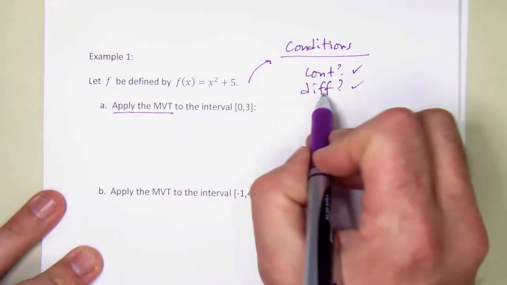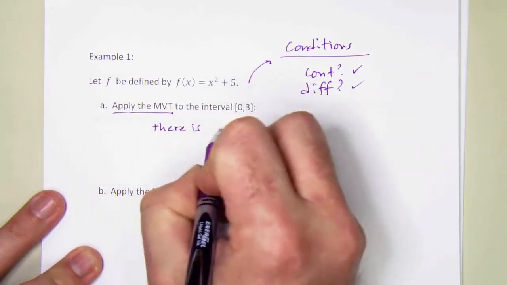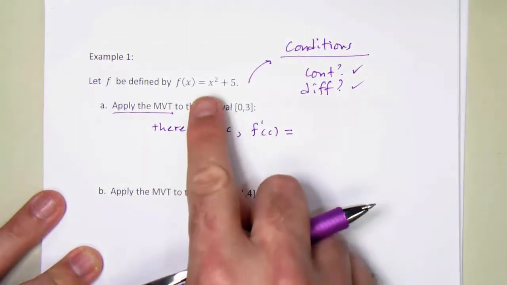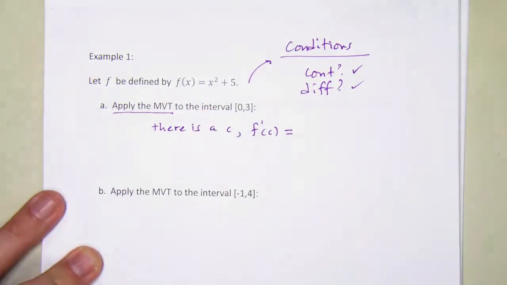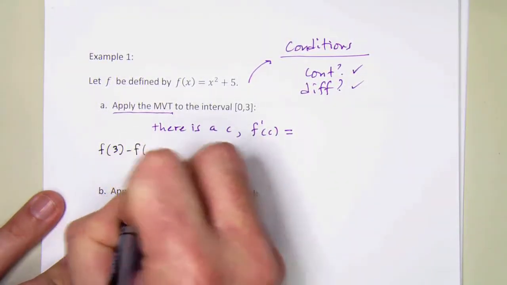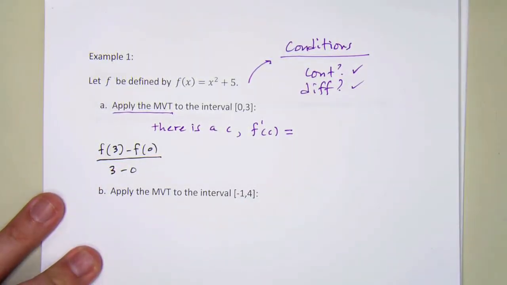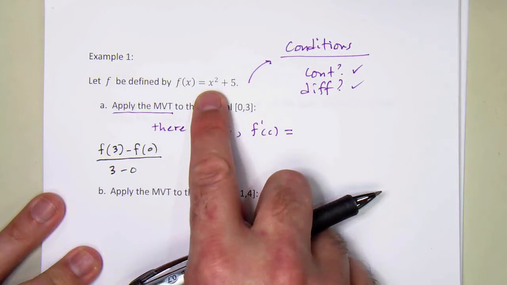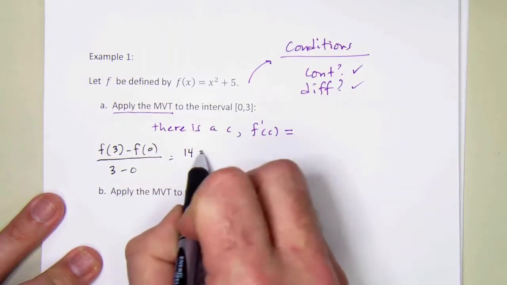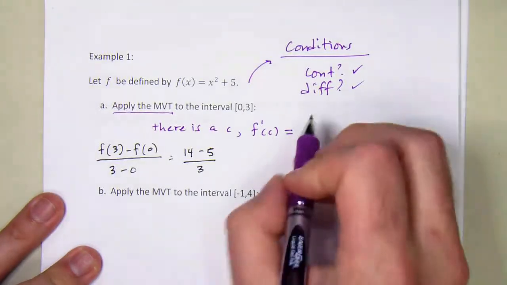And in this case, since it's continuous and differentiable, we know there is a C where f prime of C is equal to, and now we're going to use that difference quotient formula. I'm just going to do some of that side work right here. f of B would be f of 3, f of A would be f of 0, over 3 minus 0. And if we calculate these values, f of 3 would be 14. f of 0 is 5, over 3, and that simplifies to 3.